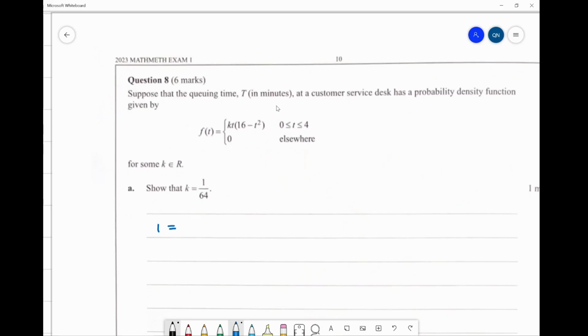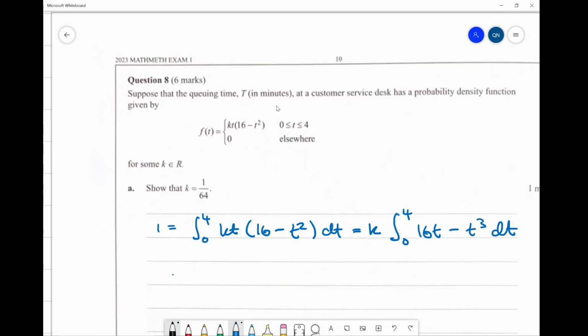So 1 equals the integral from 0 to 4 of kt(16 minus t squared) dt, and this is equal to, we can bring the k out because it's a constant, k times the integral from 0 to 4 of 16t minus t cubed dt. And what is this? We have the square brackets, integrating 16t gives us 8t squared, and then also a negative 1/4 t to the 4 using power rule, and then we go from 0 to 4.